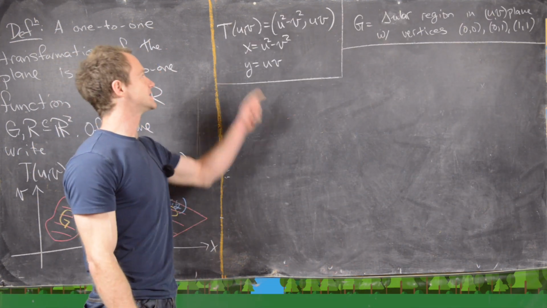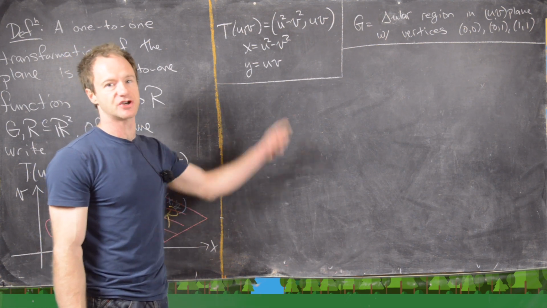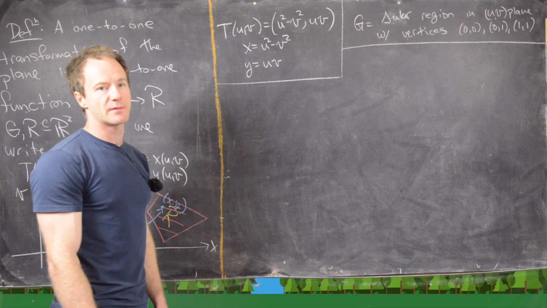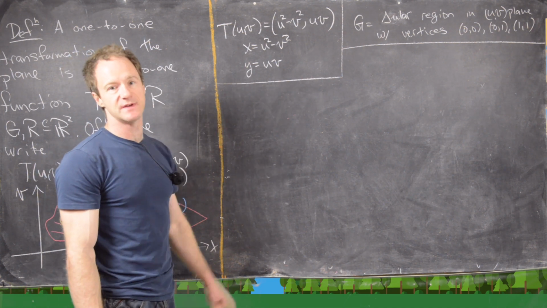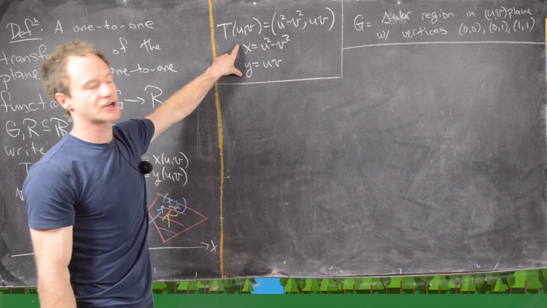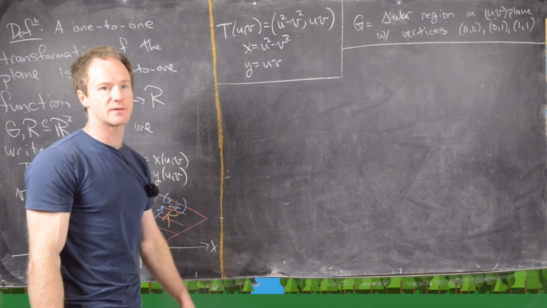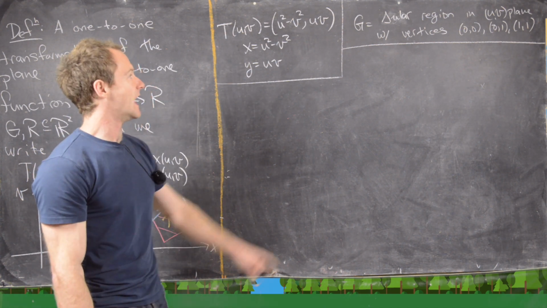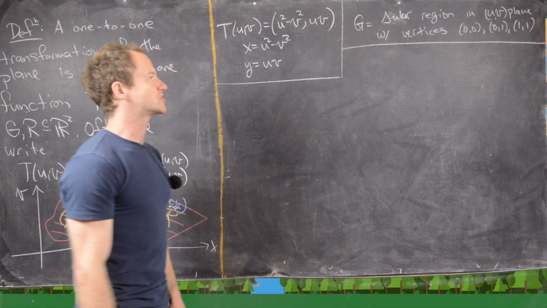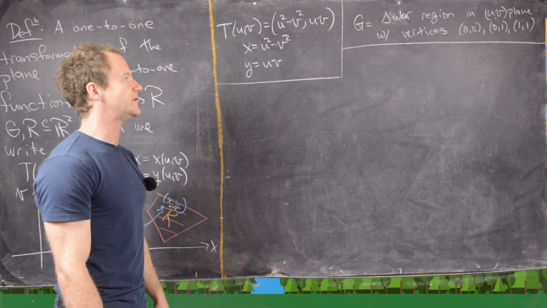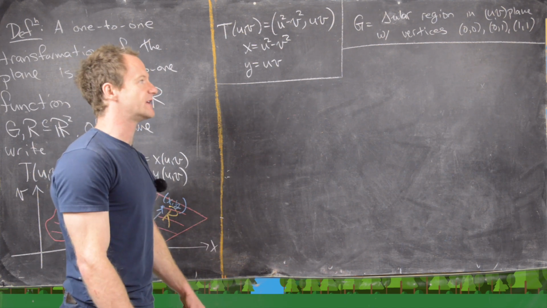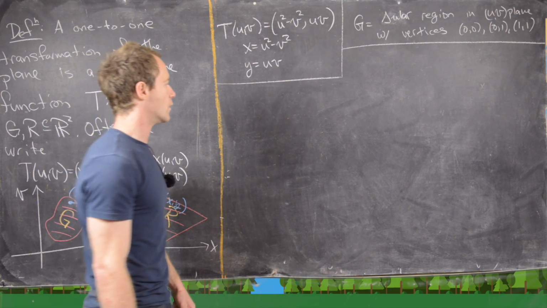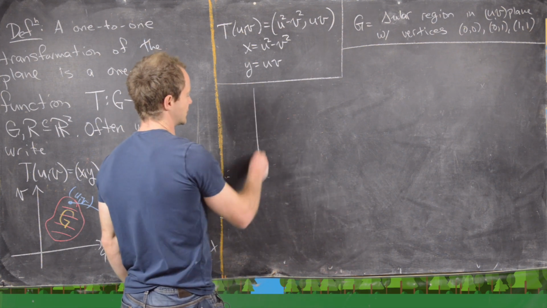Okay, so for our last example, we want to look at the following transformation. So we've got T of u, v equals u squared minus v squared, comma, u times v. In other words, we've got these parametric equations, x equals u squared minus v squared, and y is u times v. And then we want to have G be the triangular region in the uv plane with vertices given by 0, 0, so the origin, 0, 1, and 1, 1. So I'm going to go ahead and draw a picture of that.